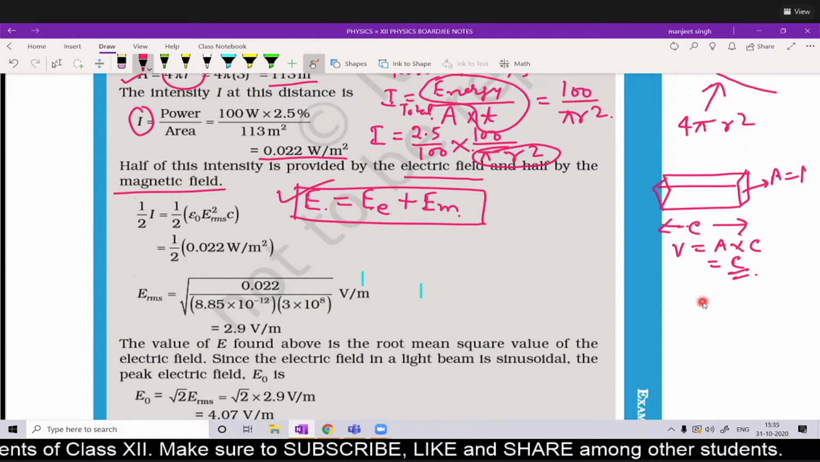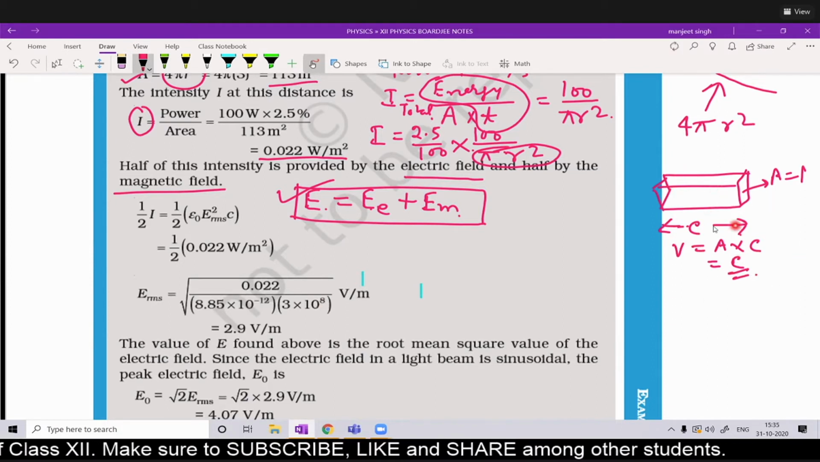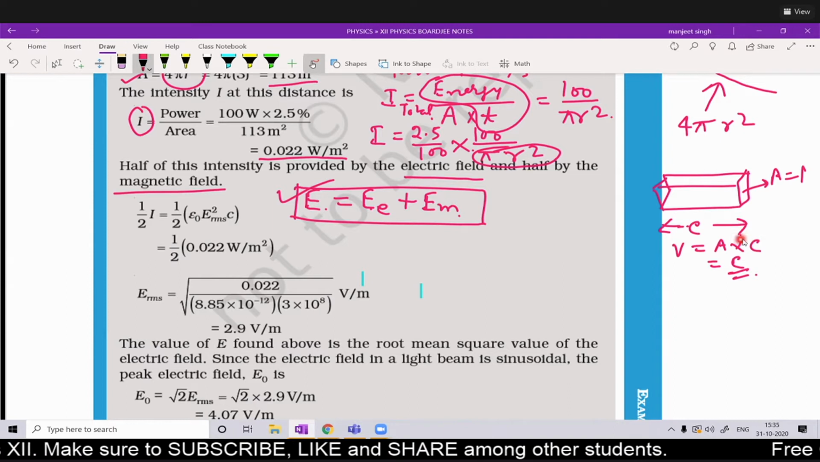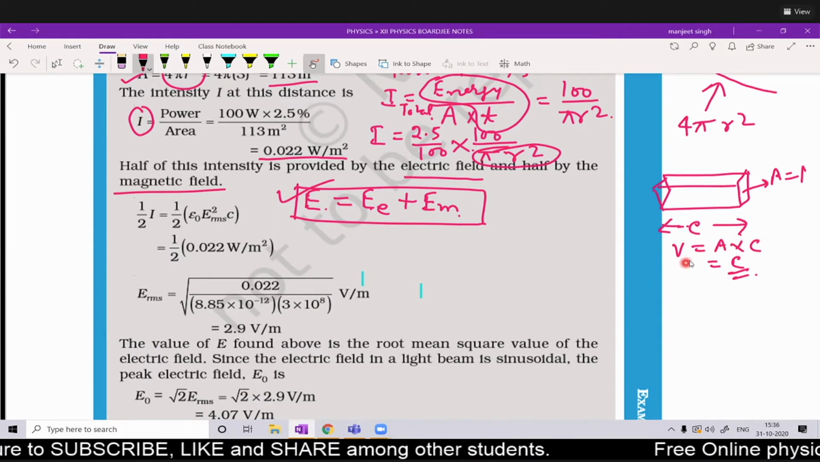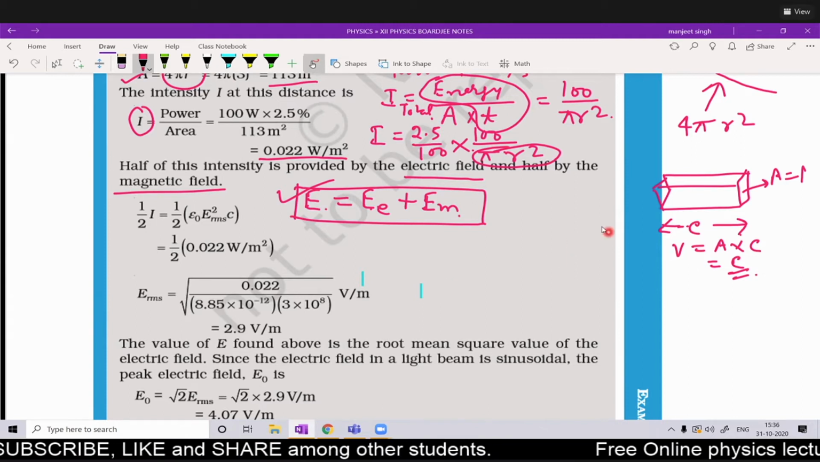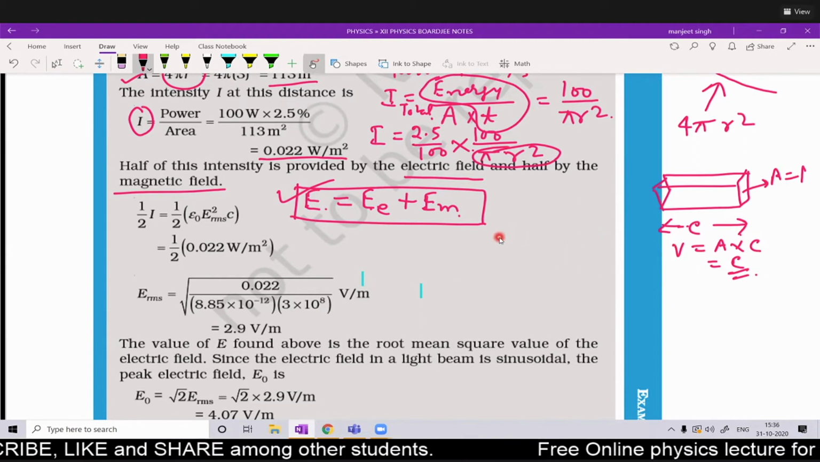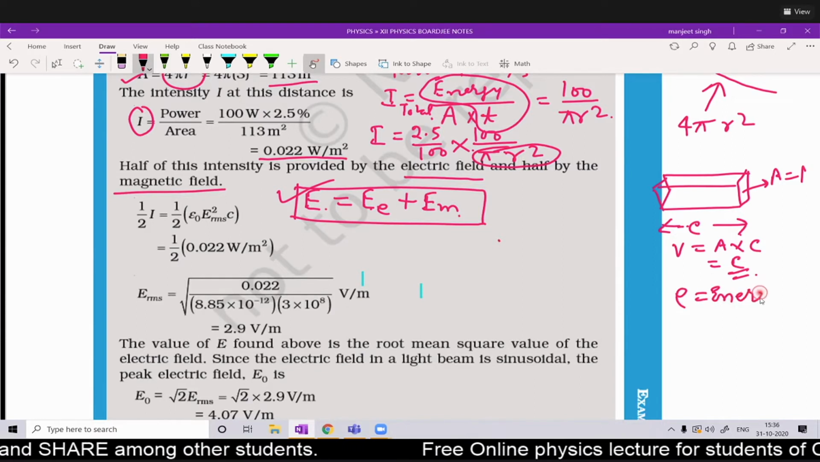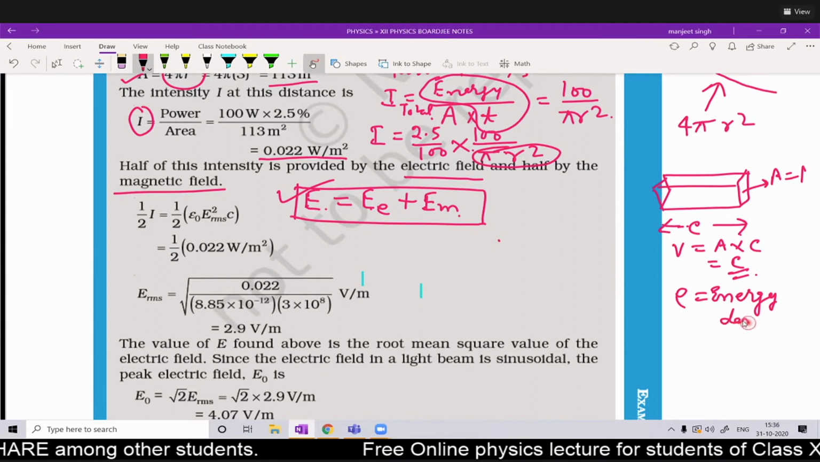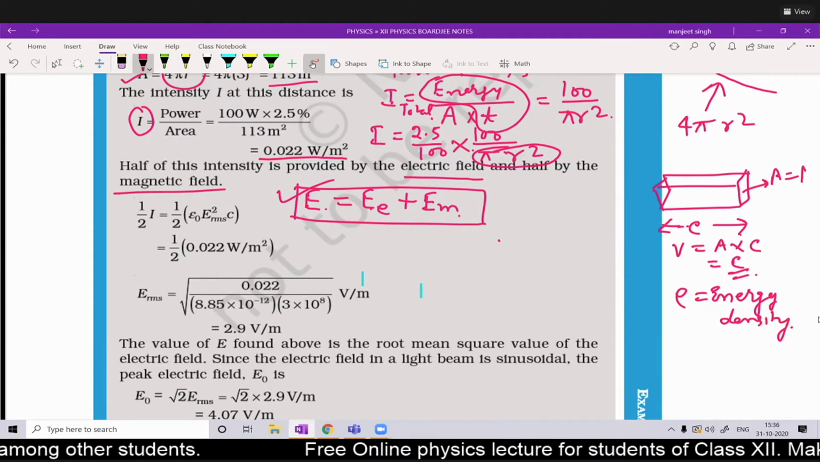Volume is c. So the energy contained in that will be the intensity. If rho is the energy density, we define rho as the energy density. Energy density is energy per unit volume.